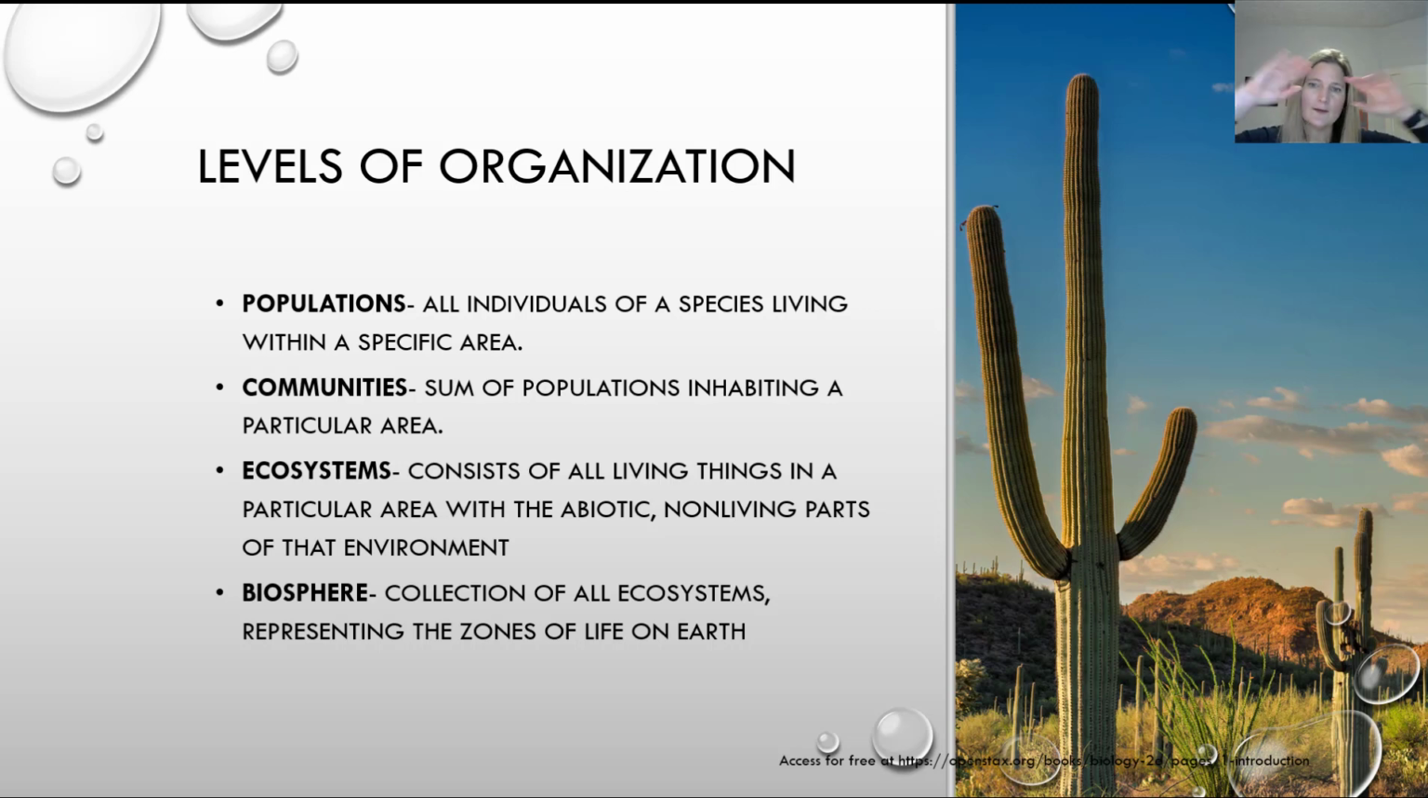And we have trees that provide shelter for them, and so forth. So community level is looking at all of the different populations inhabiting an area. Okay. We can even go further in looking at the ecosystem level of life's hierarchy.